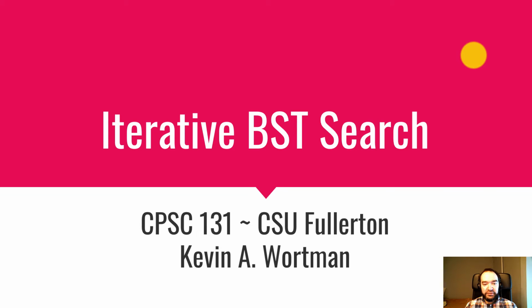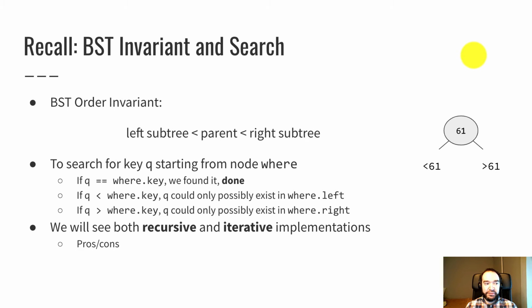Hi guys, this video covers doing the binary search tree search operation in an iterative way, meaning using a loop. The previous video described how to do this using recursion. Now we're going to look at how we could do this using a loop. Here's that same slide from that video. This recaps the binary search tree invariant.